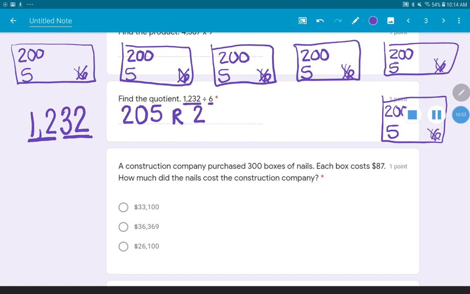A construction company purchased 300 boxes of nails. Each box costs $87. How much did the nails cost the construction company? Cash, how do we do that? You can add 87 300 times. Are we going to want to add 87 300 times? No. We could do that, but that would take us forever. We could add 387 times, but that would take forever too. Let's think of a more efficient strategy.